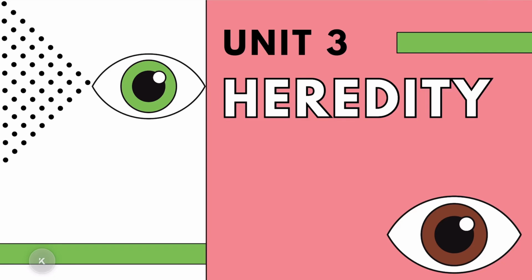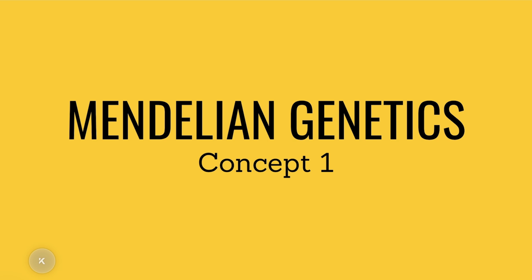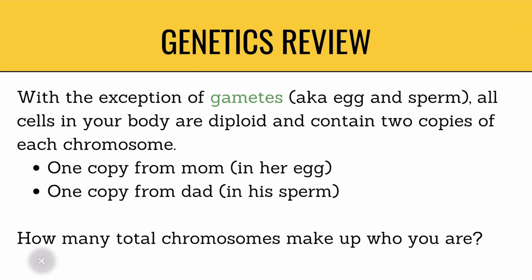Everybody, and we are back with Unit 3, which is about heredity. We're going to start off focusing on traditional Mendelian genetics in Concept 1.